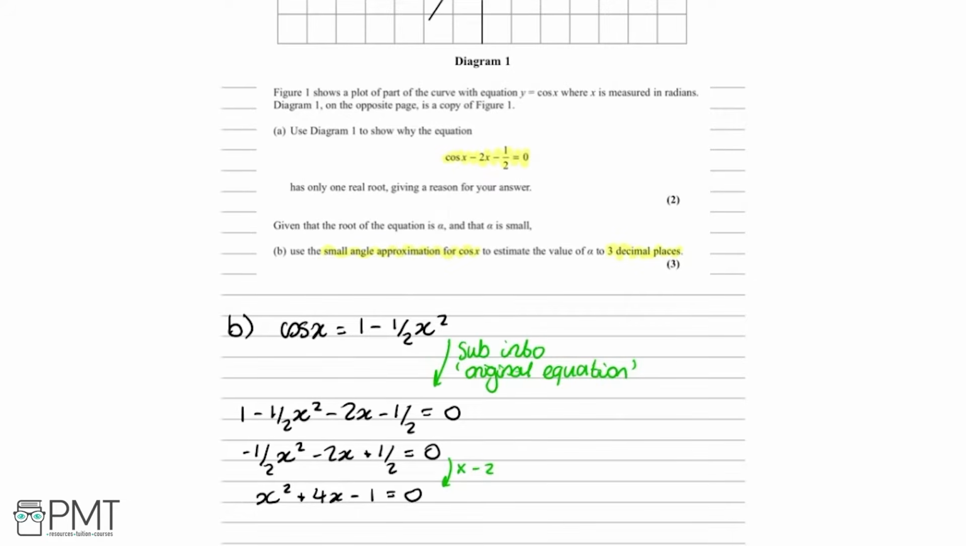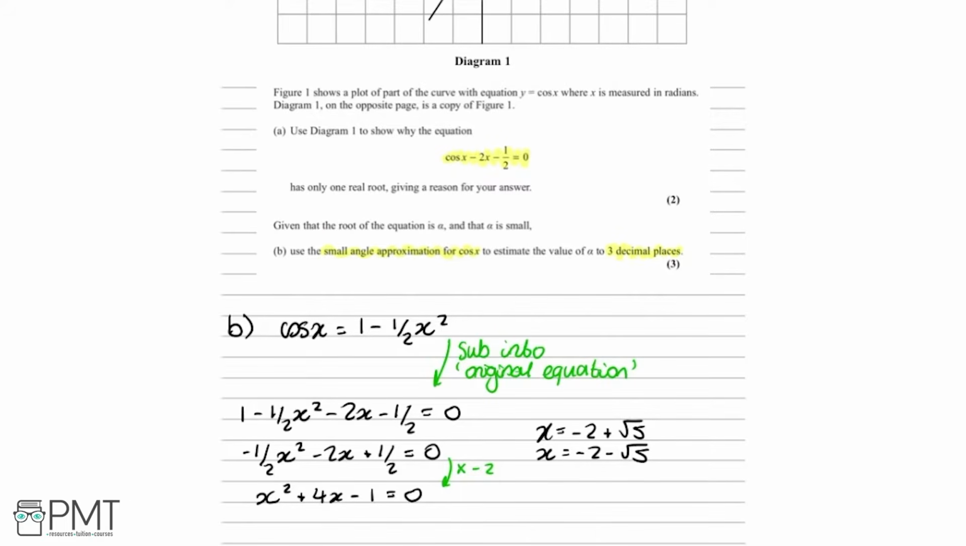We can just put it into our calculator to get the solutions. So putting this into the calculator, we get that x equals minus 2 plus root 5, and x equals minus 2 minus root 5. But here's where questions often try and catch you out, because here we've got two solutions.